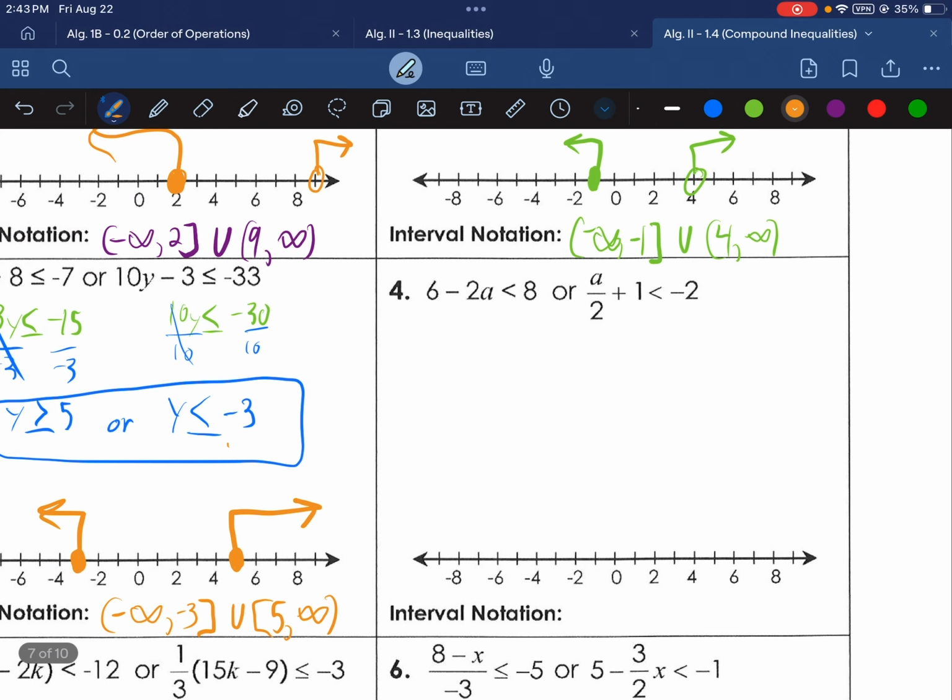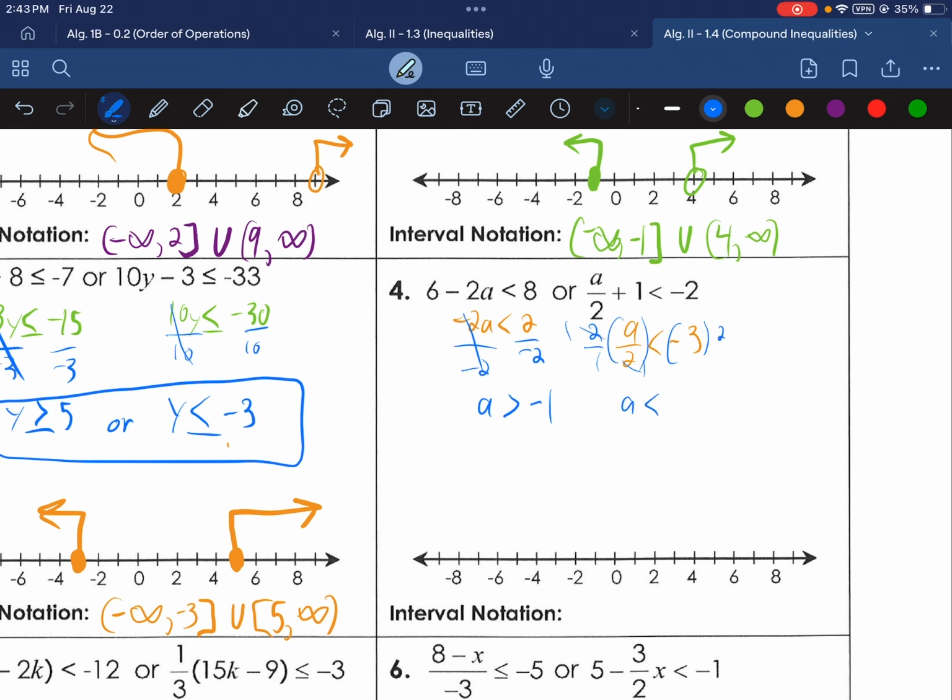Number 4. We have to solve this first inequality again. So I'm going to subtract 6 and get -2a is less than 2. Divide by -2 gives us a is less than, change the inequality because we divided both sides by a negative, a is greater than -1. On the right hand side, I'm going to subtract 1 and get a over 2 is less than -3. Then I'm going to multiply both sides by 2 or 2 over 1.